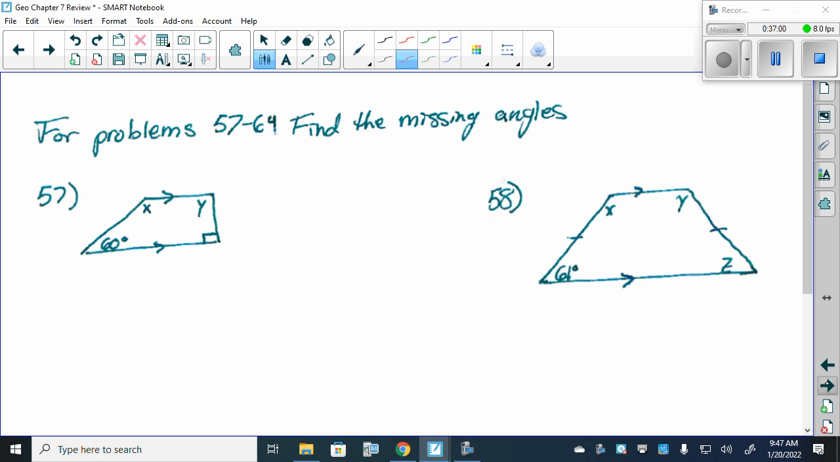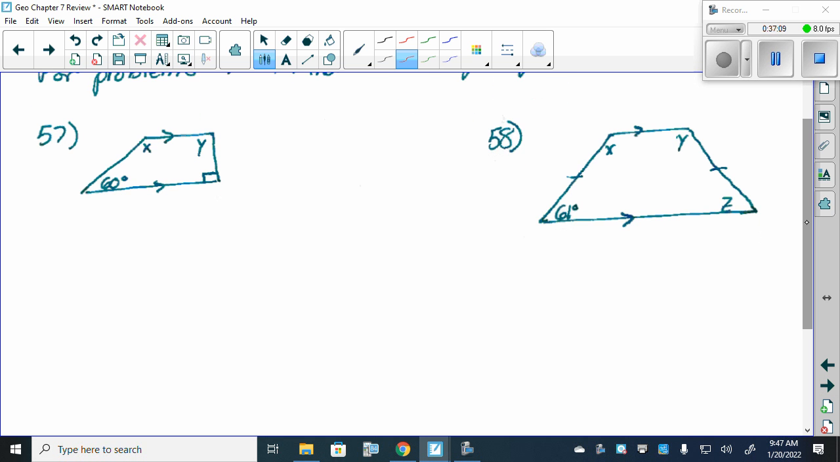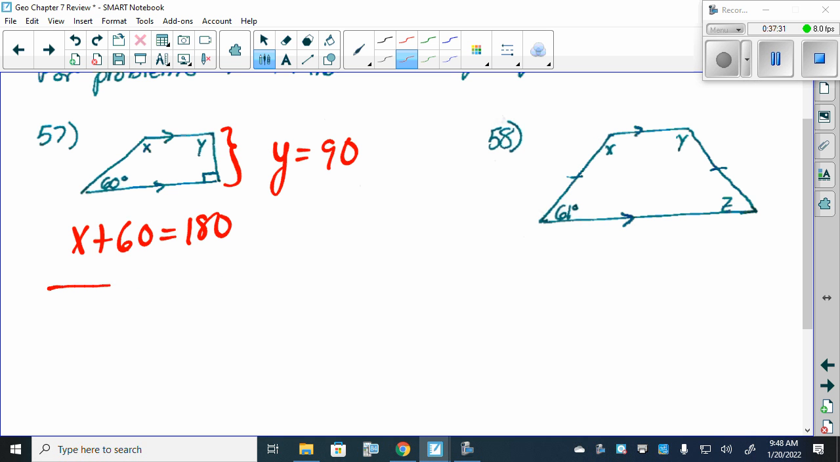Questions on 57 through 64. Now have to add it together to be 360. Now the consecutive angles are the angles between the two bases. So these two here will add together to be 180. So y is 90, yes. Now for the other one here, x plus 60 is 180.